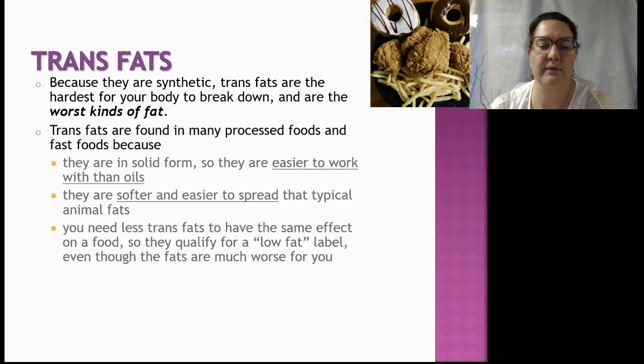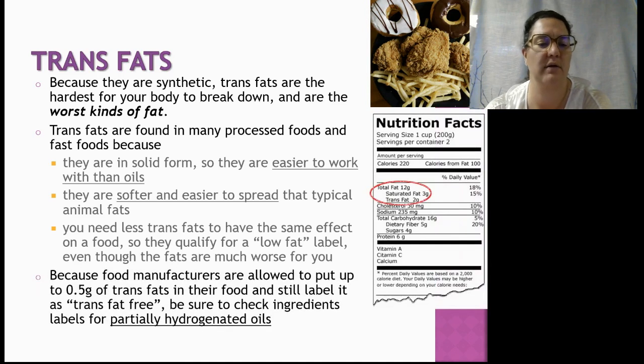Once oils have been turned into solid form through hydrogenation, trans fats are easier to work with. They're typically softer and easier to spread than typical animal fats. Spreadable margarine was a trans fat originally, but through processing procedures, they've largely changed the manufacturing. We need less trans fat to have the same effect on a food, so they qualify for a low fat label, even though the fat is much worse for you. One location where we can still find a lot of trans fats, incidentally, is in microwave popcorn.